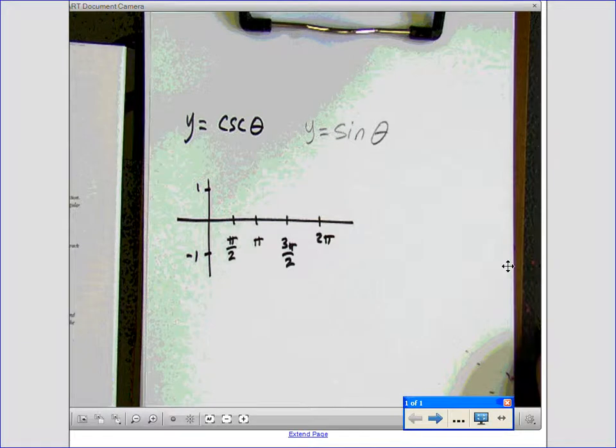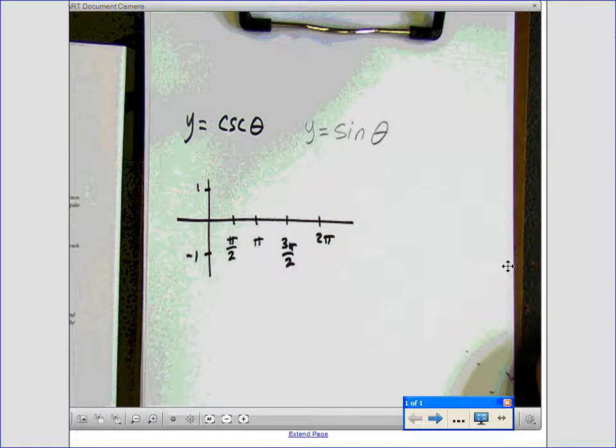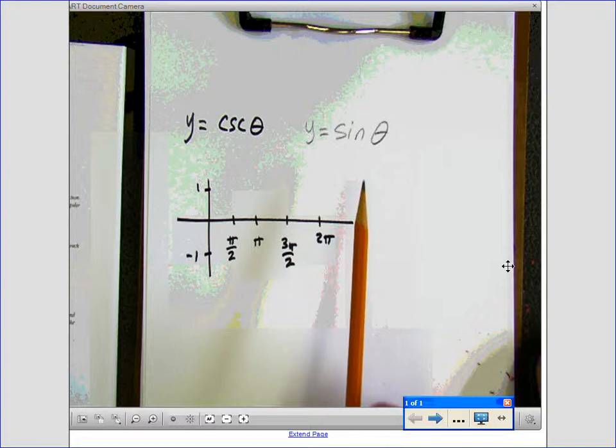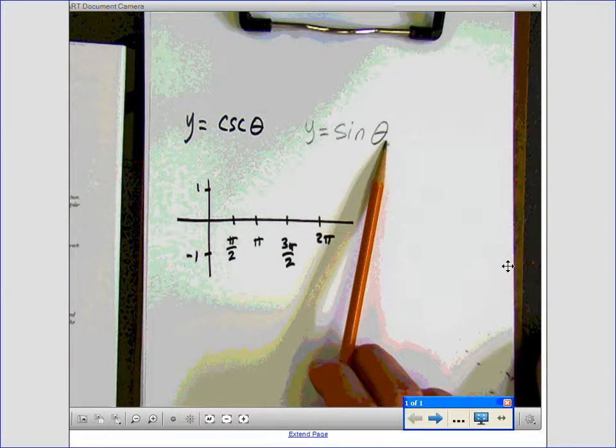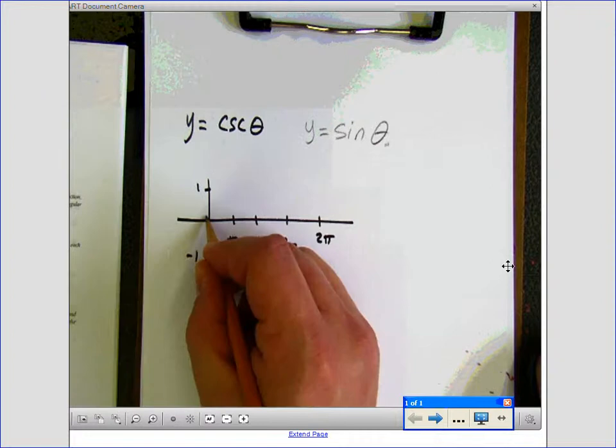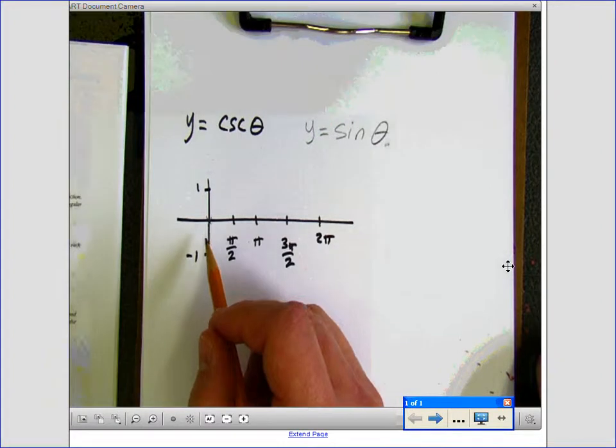All right. Now I'm going to do my sine graph in pencil here. What does the sine graph look like? It starts at the origin and goes up.